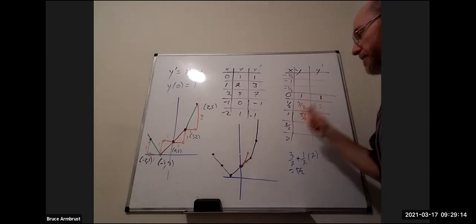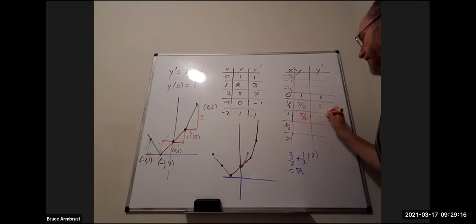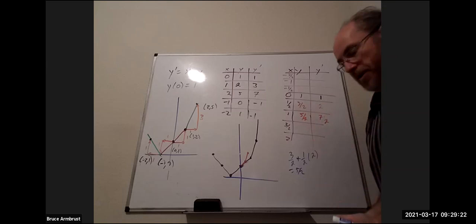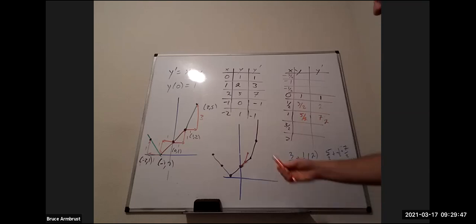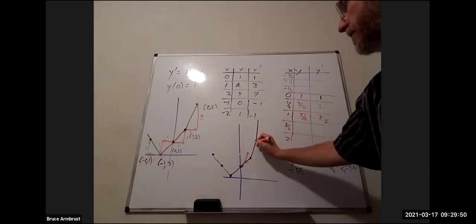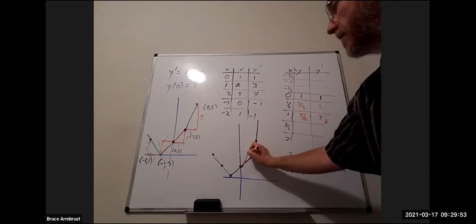All right, so my slope for this next one is going to be 1 plus 5/2, which is 7/2. So my new y value is going to be 5/2 plus 1/2 times 7/2. So 5/2 plus 7/4. That's 10/4 plus 7/4, 17/4, which is 4 1/4. So that's going to bring me up to 4 1/4, which is like here.